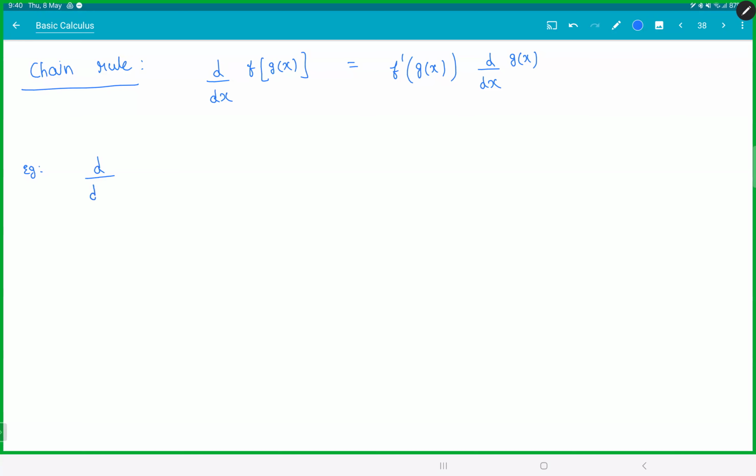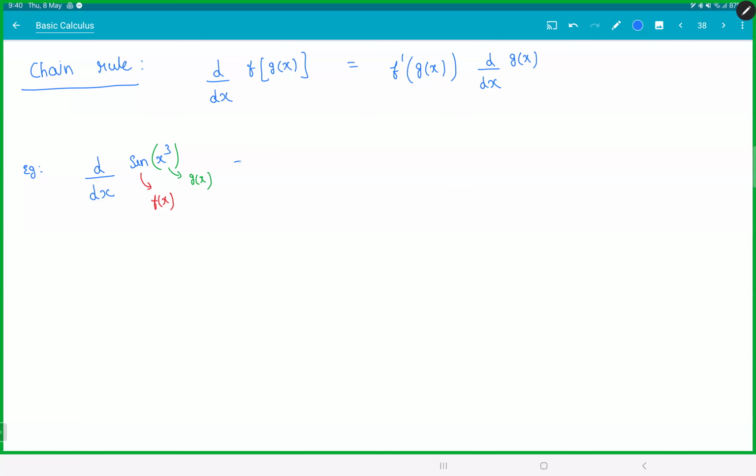For example, dy/dx of, let's say, sine x cube. Now tell me one thing. Did we see anything like this before? You know the differential of sine x, right? But sine x cube is something new, isn't it? So see, this is how we do this. This sine function here is f of x, and this x cube inside is called g of x. So this is a sine of a function.